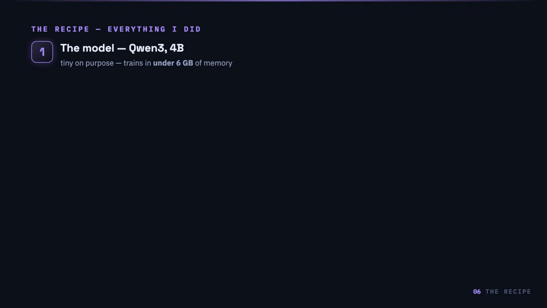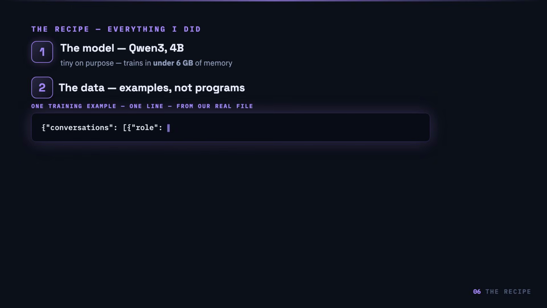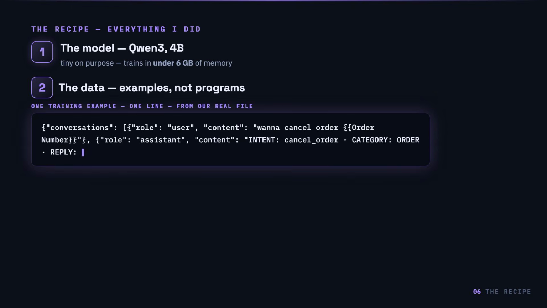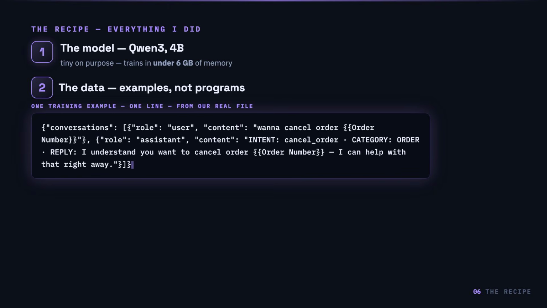1. The model. Qwen 3, 4 billion parameters. Tiny by modern standards, and that's the point. Small enough to train in under 6 gigabytes of memory. 2. The data. One example per line. The customer's message, then the answer you want back. The category, plus a polite reply. Notice there's no code in any of this. You're writing examples, not programs.